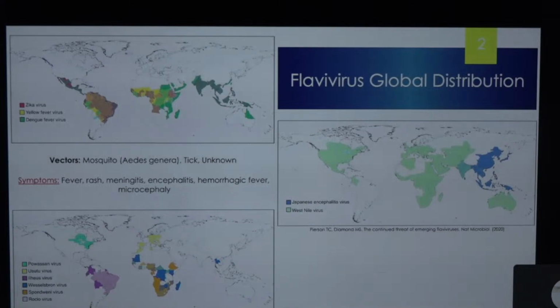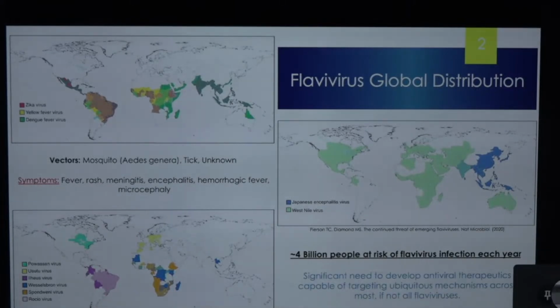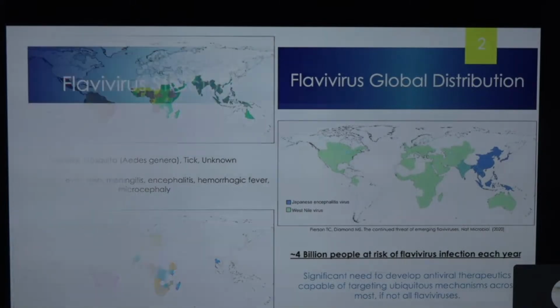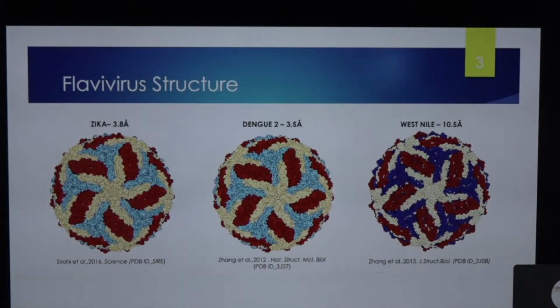Now, in humans, the symptoms of these viruses range anywhere from fever and rash to meningitis, even encephalitis, hemorrhagic fever in the case of dengue, and microcephaly in the case of Zika virus. Altogether, about 4 billion people are at risk of flavivirus infection each year. And so there's a significant need to develop antiviral therapeutics capable of targeting ubiquitous mechanisms across most, if not all, flaviviruses.